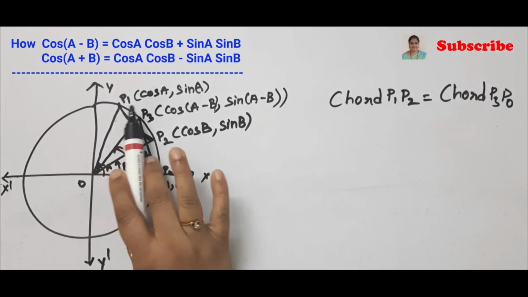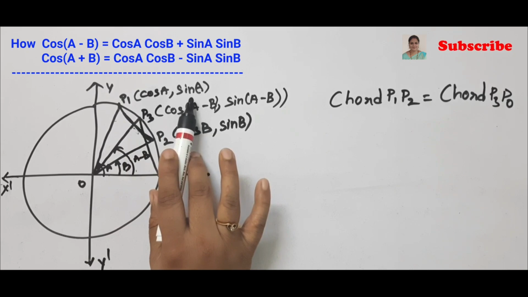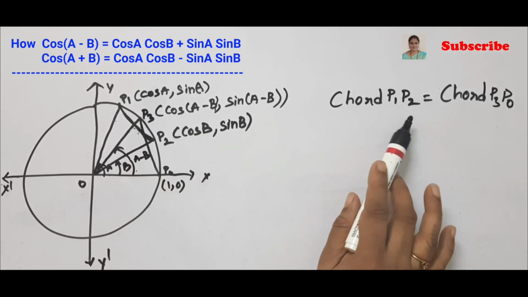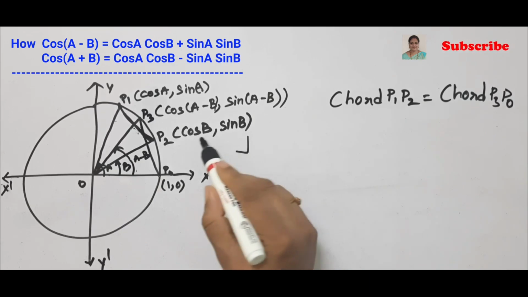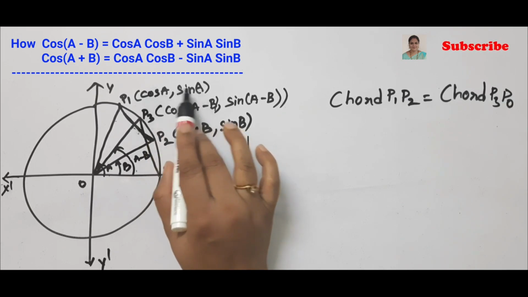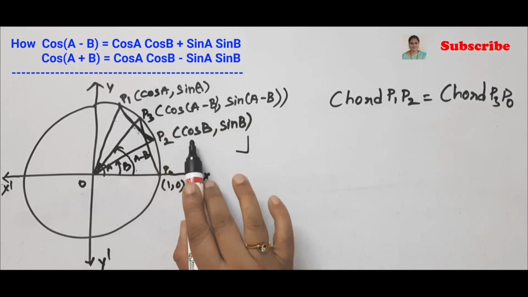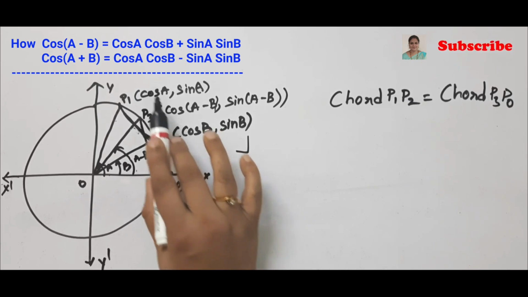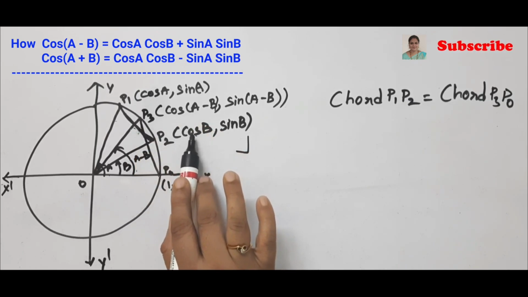So here P1 coordinates are cos A, sin A. P2 coordinates are cos B, sin B. So chord P1 P2 is nothing but square root of x2. These cos A and sin A are x1, y1. Here the coordinates, imagine that these are x2, y2. These are the 2 points, is it not? We are going to find the distance between this and this.